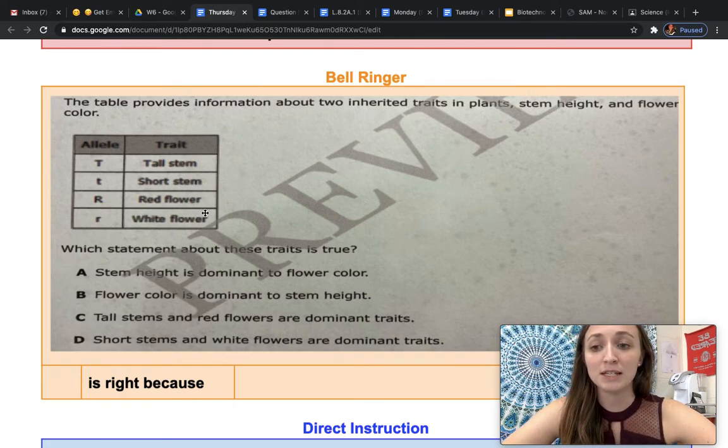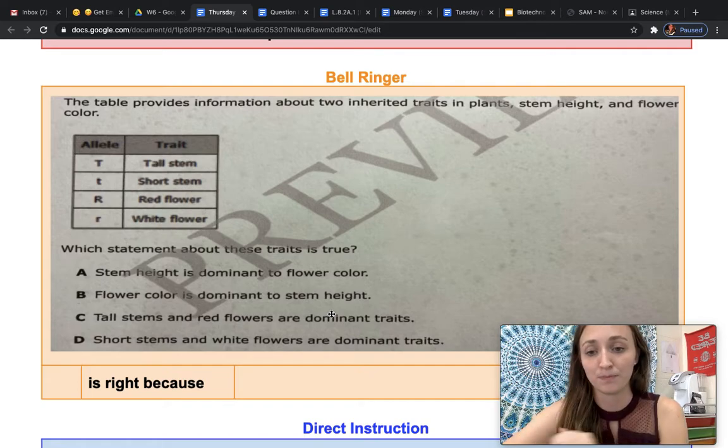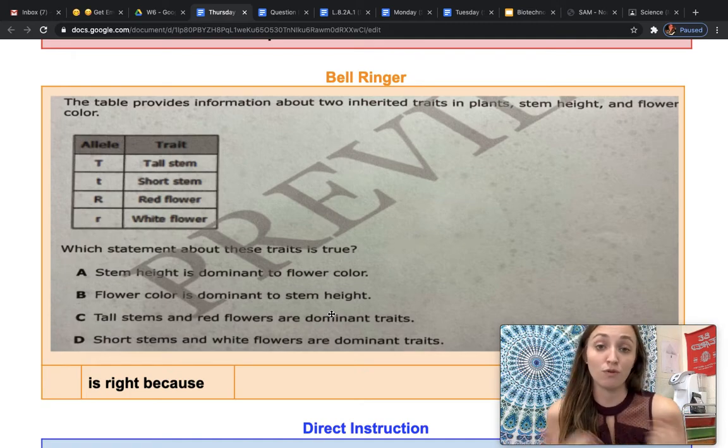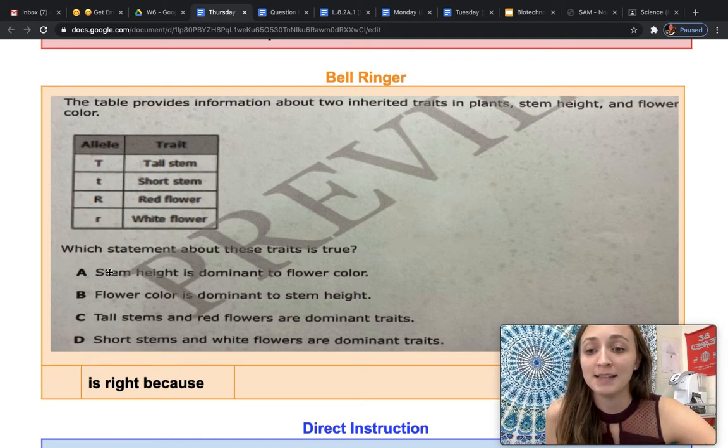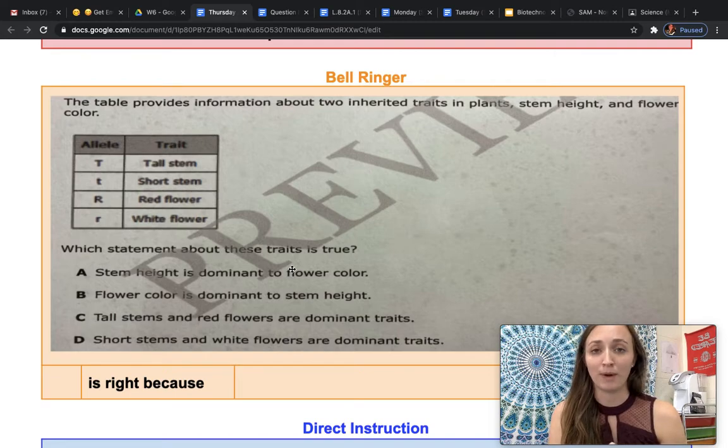Using this table, we have to figure out which statement about these traits is true. So A, B, C, or D, which one is true about the table? Let's go through it one by one and figure out if each statement is true or false. A says that stem height is dominant to flower color. We remember that dominant just means that if that allele is present, it's going to win. It's going to take over that recessive trait. It's what you are going to see in the phenotype. It's going to be expressed.